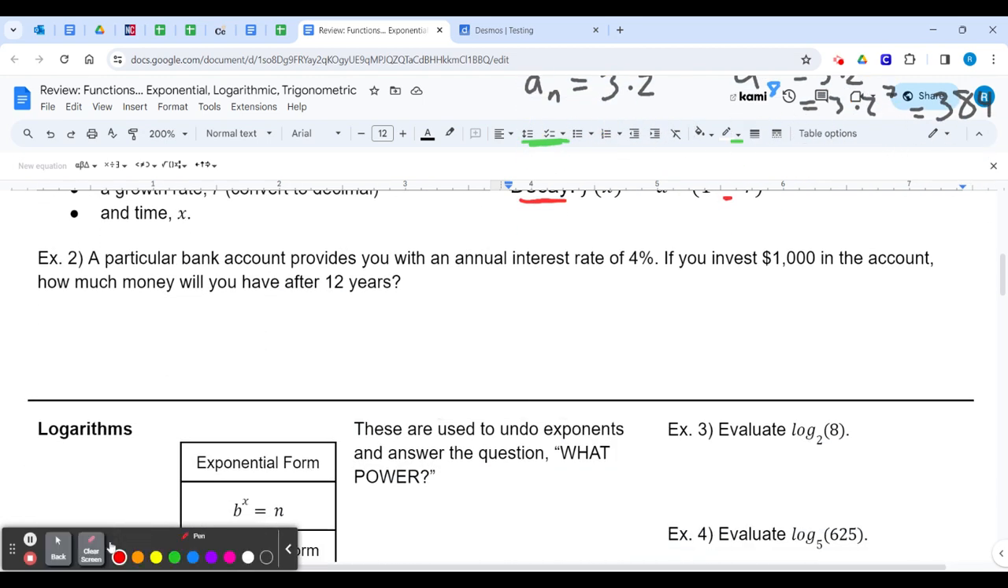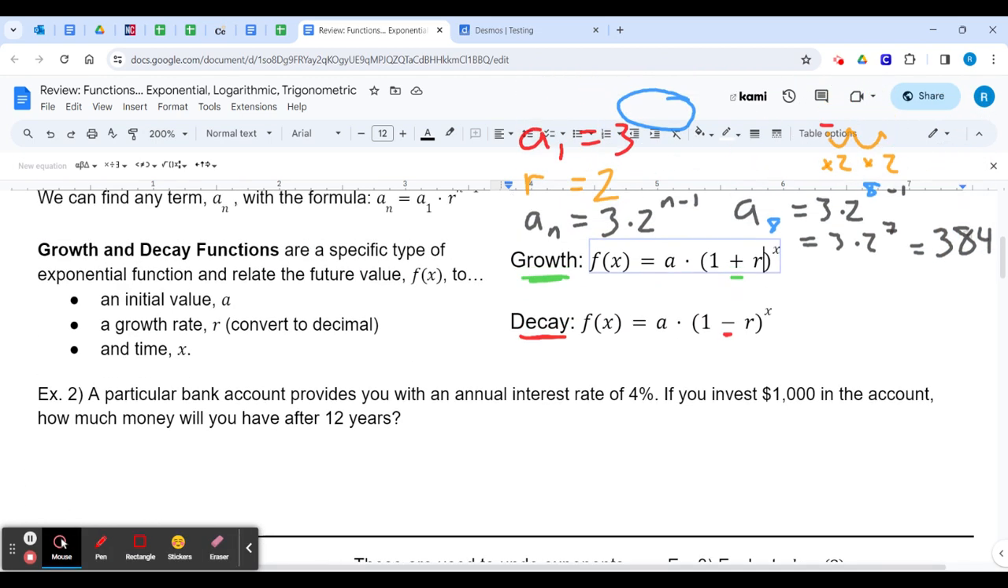So in this problem, example 2, where we're working with a specific growth formula, a particular bank account provides you with an annual interest rate of 4%. If you invest $1,000 in the account, how much money will you have after 12 years? So right off the bat, I know this interest rate here. This is going to be my rate. Let me just identify that.